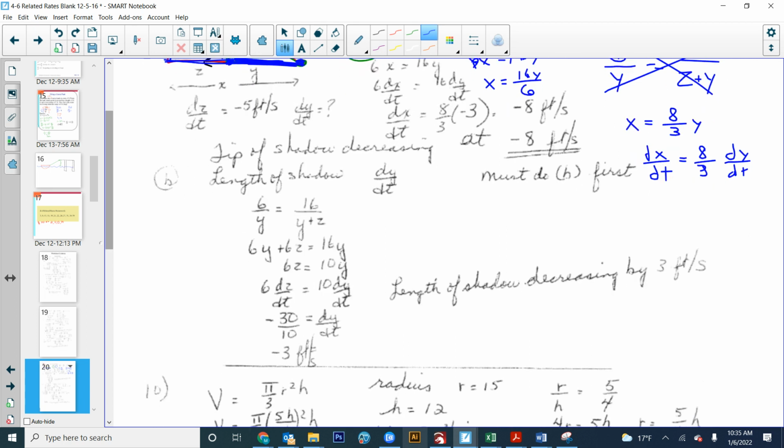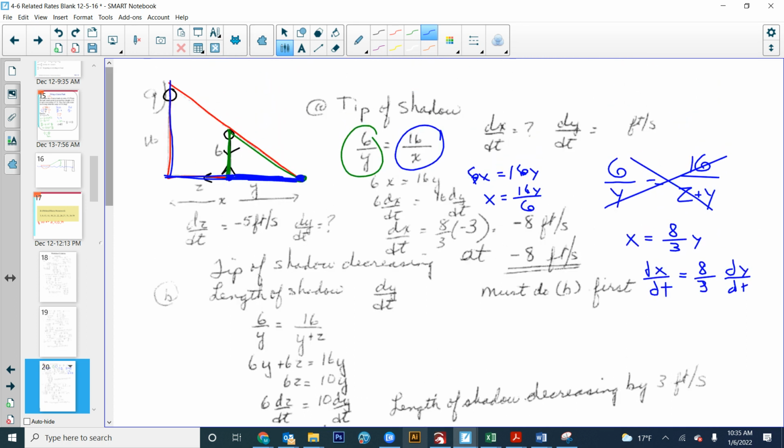All right, 6 over y equals 16 over y plus z. I'm trying to help you guys see through this. Why is it here we're going to do 6 over y equals 16 over y plus z and not use x in that problem?